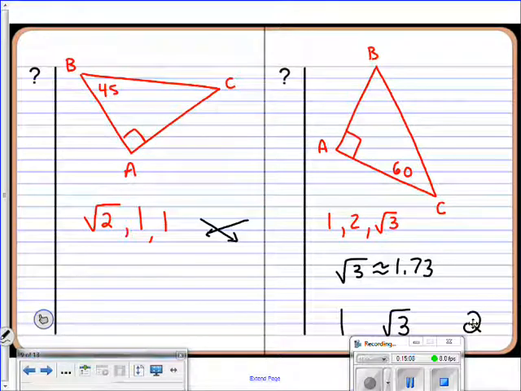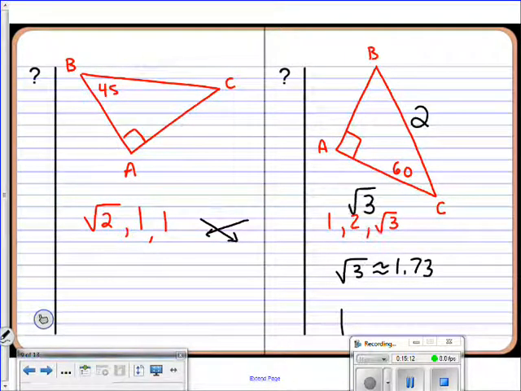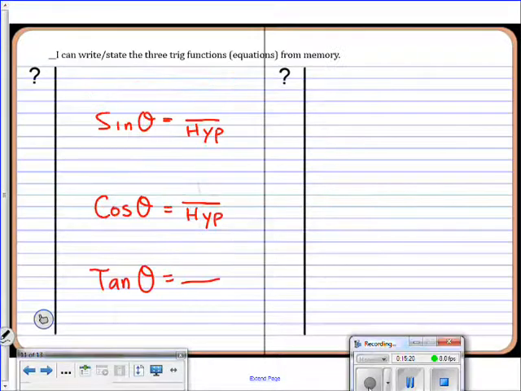So in the order of things, square root of 2 is the largest side. So I'm going to put that on the right. Square root of 3 is the medium. That's going to go across from the 60. And then this one's going to go across from what I found to be the 30.